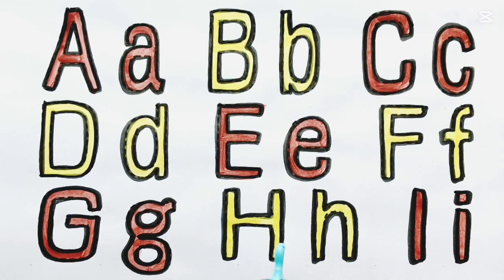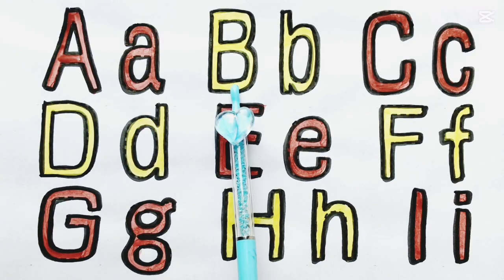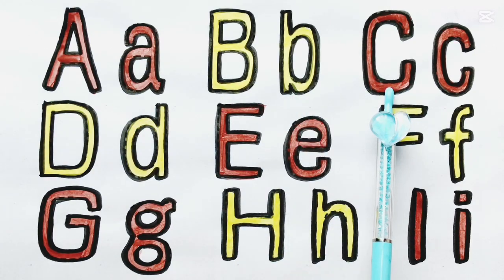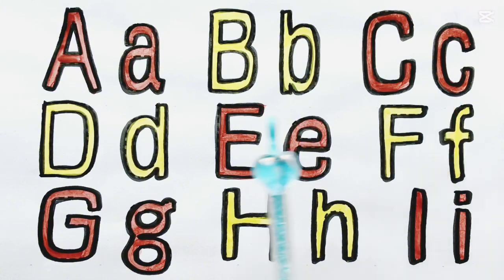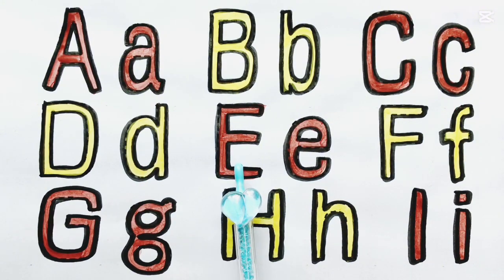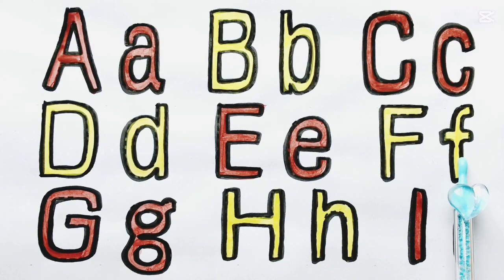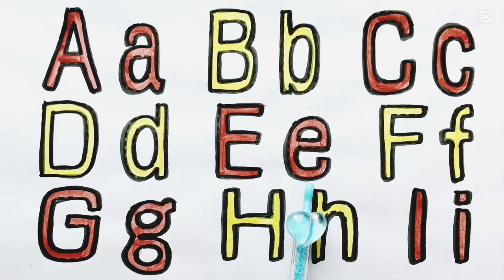Let's repeat and learn. Capital letter A, small letter A. Capital letter B, small letter B. Capital letter C, small letter C. Capital letter D and small letter D. Capital letter E, small letter E. Capital letter F, small letter F. Capital letter G, small letter G. Capital letter H, small letter H. Capital letter I and small letter I.